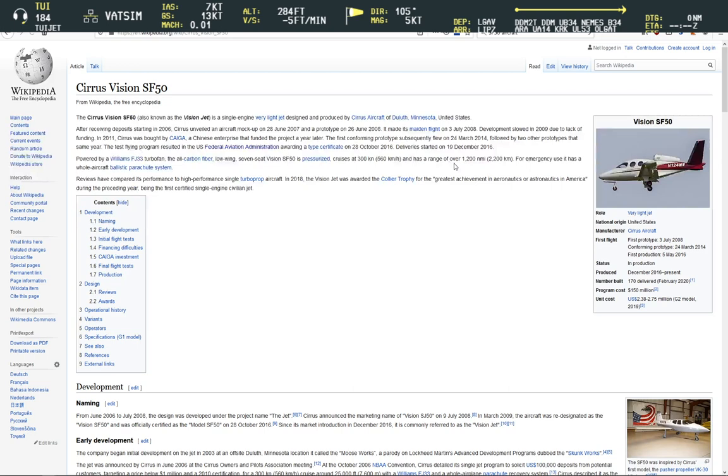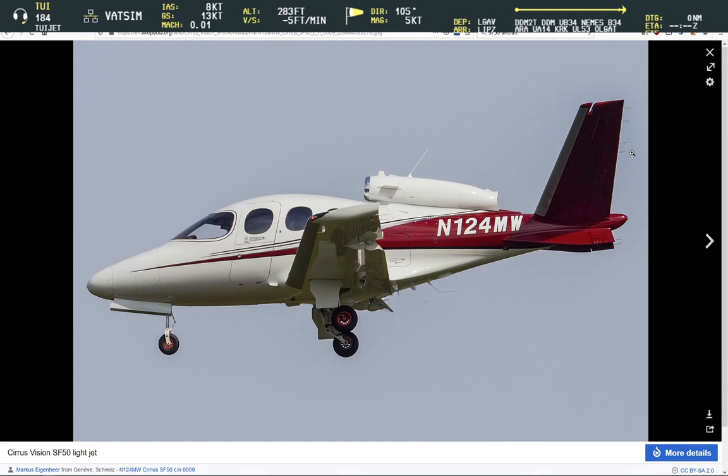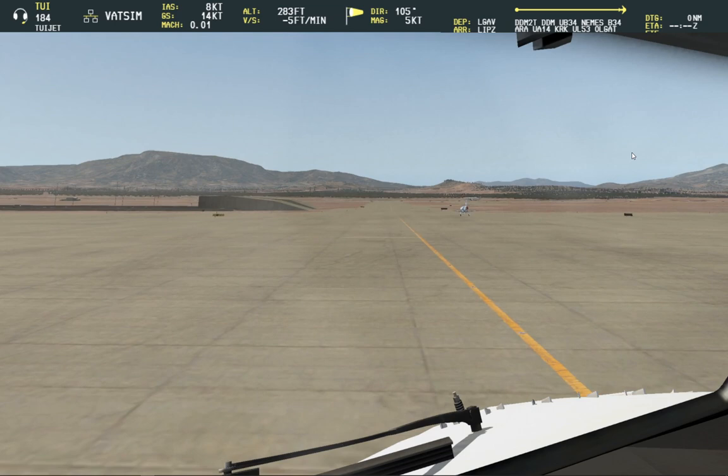Ah, es soll ein Cirrus Vision Jet sein. Verstehe. Okay, sieht so ähnlich aus, ne? Also, es passt. So grob passt es, ja. Entfernt.